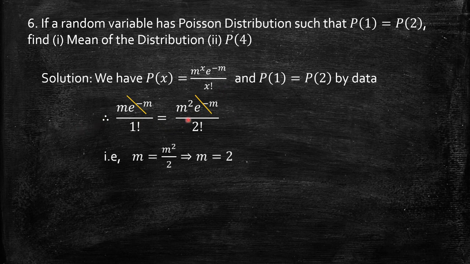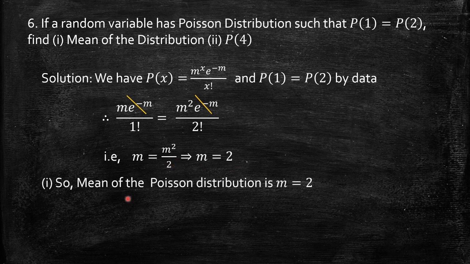So m equal to m square by 2, or m equal to 2. M on both sides it cancels. So m by 2 is equal to 1 means m equal to 2. So we got the mean. Thereby the mean of the Poisson distribution is m equal to 2.